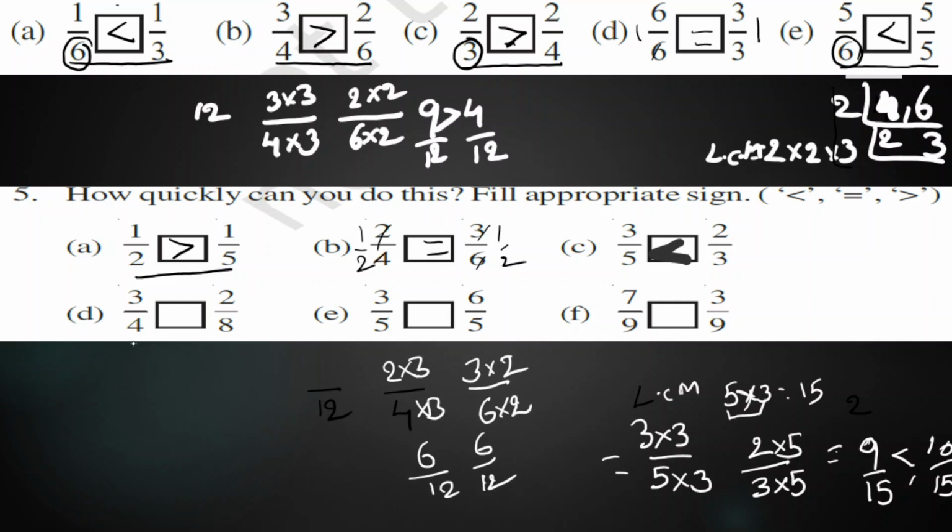And this 3 by 4 and 2 by 8, let me write the simplest form of this. This is nothing but 1 by 4. So this 3 is greater than 1. So this 3 by 4 is greater than 1 by 4. And here these are also like fractions. So greater numerator is greater, smaller numerator is smaller. And here these are also like fractions. Here greater numerator is greater value. So 7 by 9 is greater than 3 by 9.